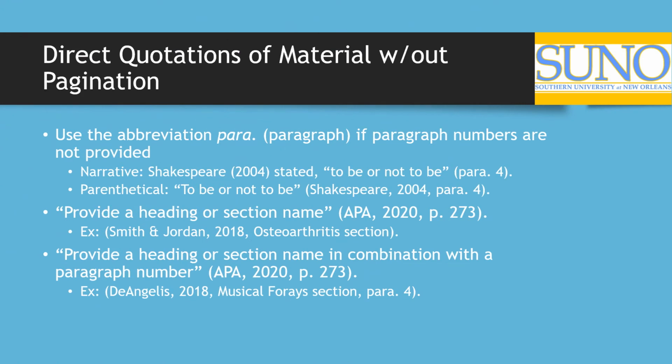If you are ever using a source that does not provide page numbers or pagination, there are methods that must be used to properly cite the source. Paragraph numbers can be used using the abbreviation PARA, P-A-R-A, followed by a period. Providing a heading or section name also works, or you can provide a heading or section name along with a paragraph number. Either way, even if page numbers are not provided within your source, you still must indicate where that quote came from using one of the following methods.